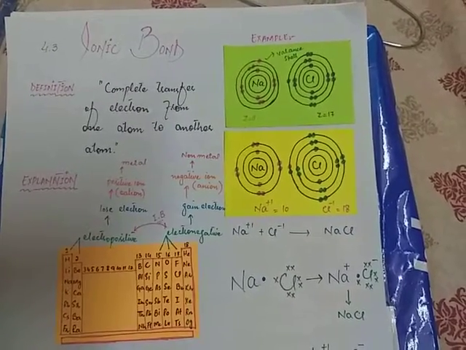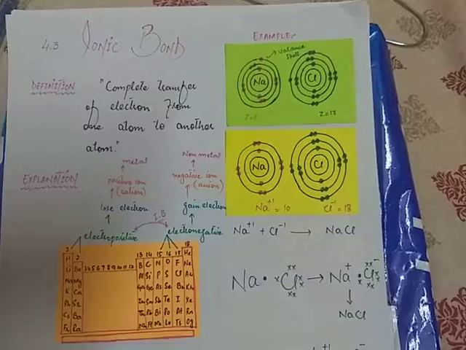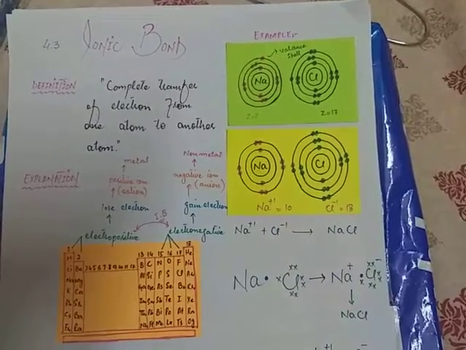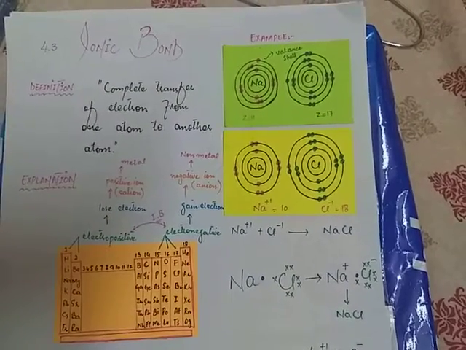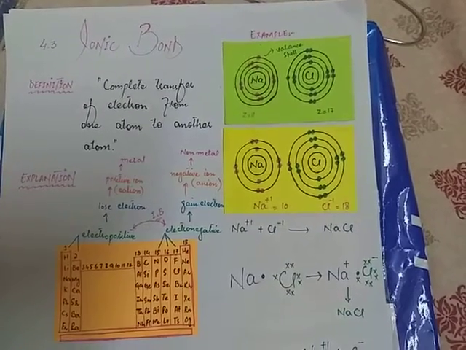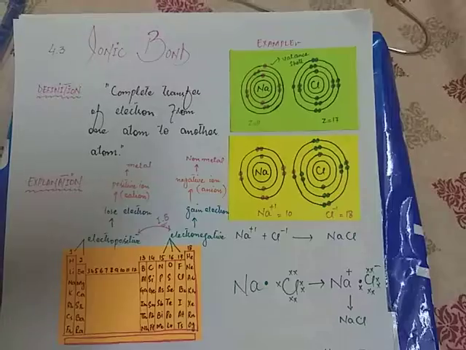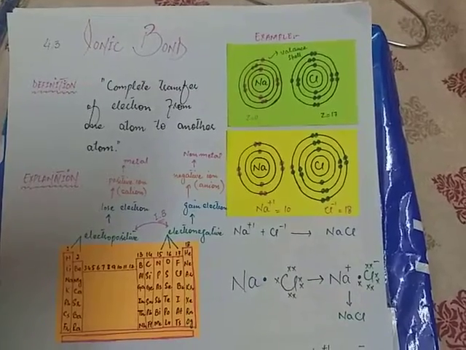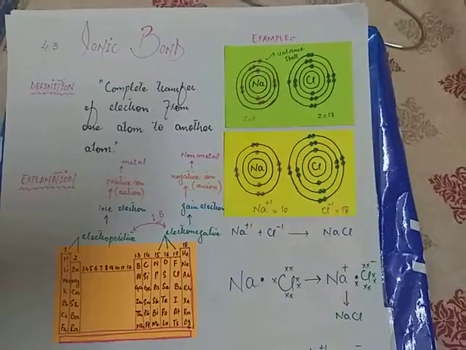If it is positively charged then it is called a cation, and if it is negatively charged then it is called an anion. Whenever a positive ion and a negative ion, meaning cation and anion, come close to each other, a force is developed. This developing force is called ionic bond.